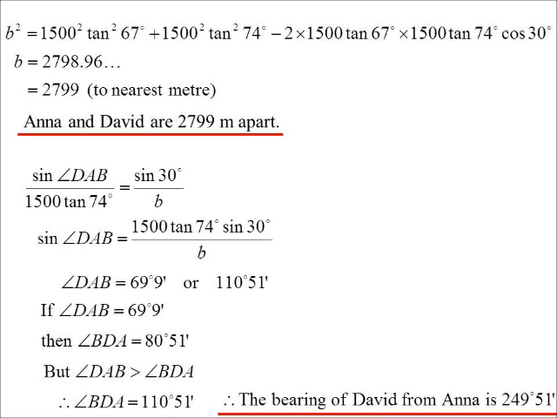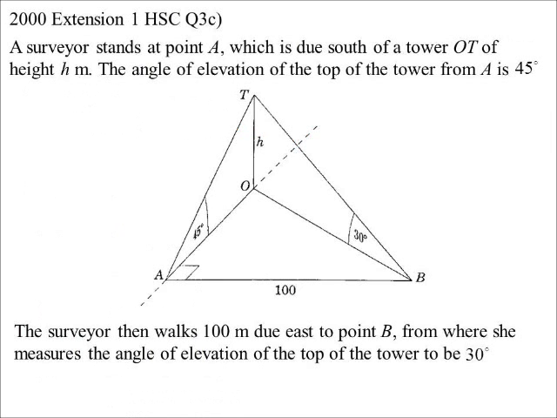So you can get some really nice problems in three dimensions, because you've got to pull different triangles or different shapes together to come up with a final solution. Here's one a little bit more recent, a 2000 paper. The surveyor stands at point A, which happens to be due south of this tower. Angle of elevation is 45 degrees. That's nice, it makes that an isosceles triangle. That was very fortunate. You beauty, they must have jumped with joy when they saw that angle.